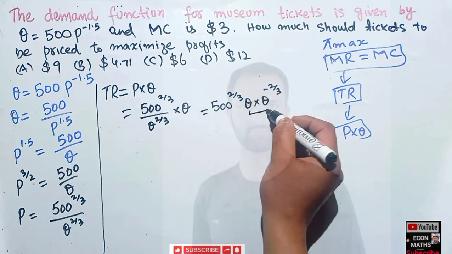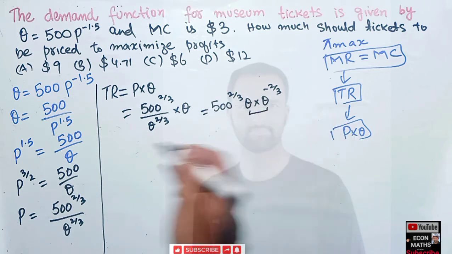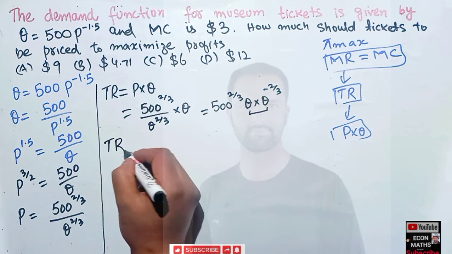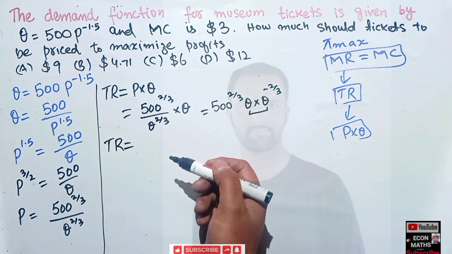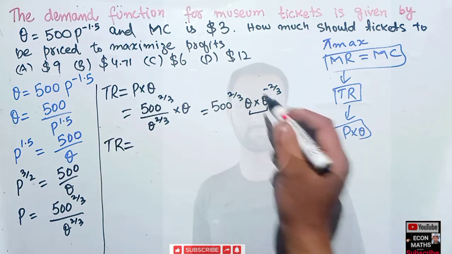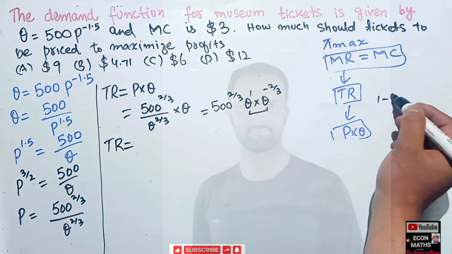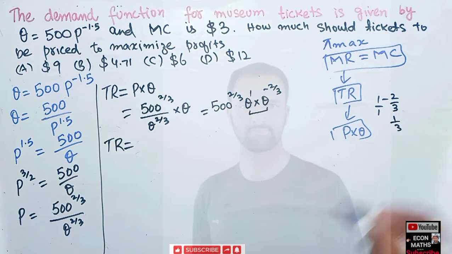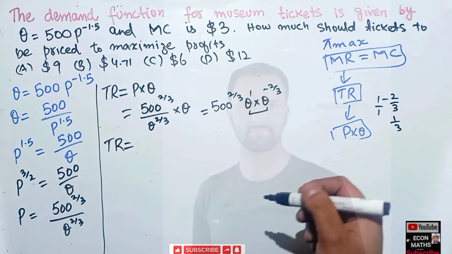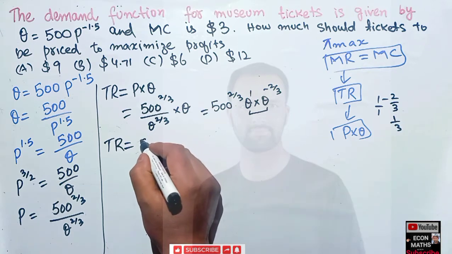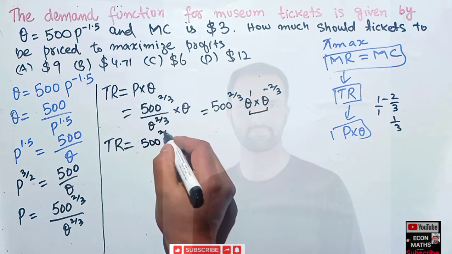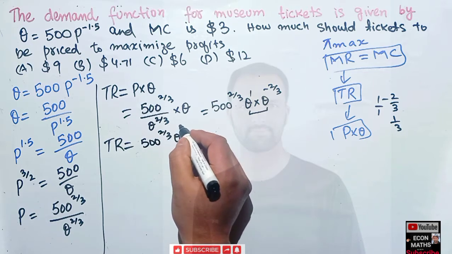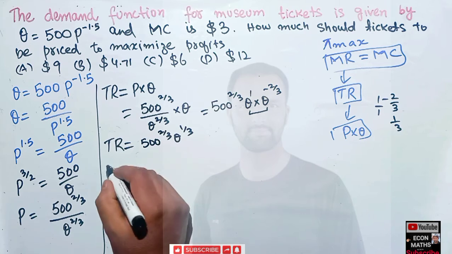Okay, since here the bases are the same, we can add up the exponents. Simple. So now this comes out to be 1 minus 2 upon 3. The LCM is 3. Okay, 3 minus 2 is 1 upon 3. So we are left with 500 to the power 2 upon 3 and Q to the power 1 upon 3. This is our total revenue.